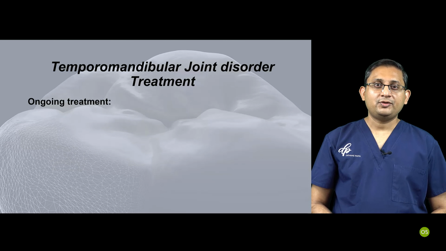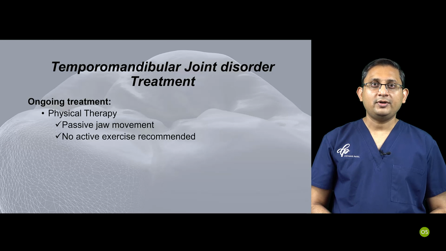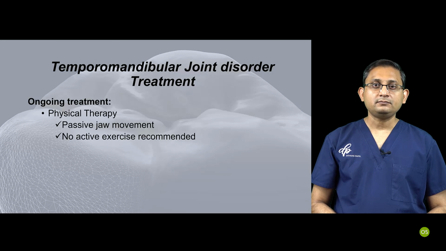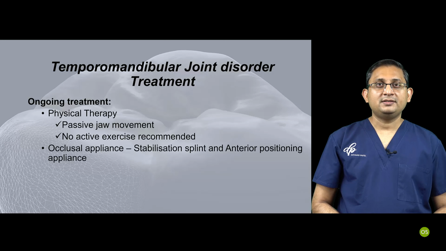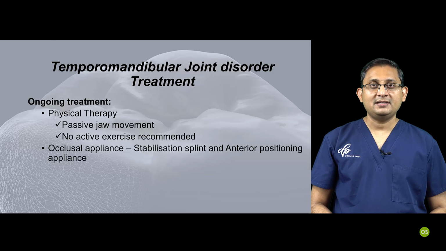So what are the ongoing treatments? One of the ongoing treatments is physical therapy, which is passive jaw movement. However, no active jaw movement should be recommended in these cases, because it's intracapsular. Moving the jaw is not going to help the patient recover. Occlusal appliances such as a stabilization splint and anterior positioning splint help.